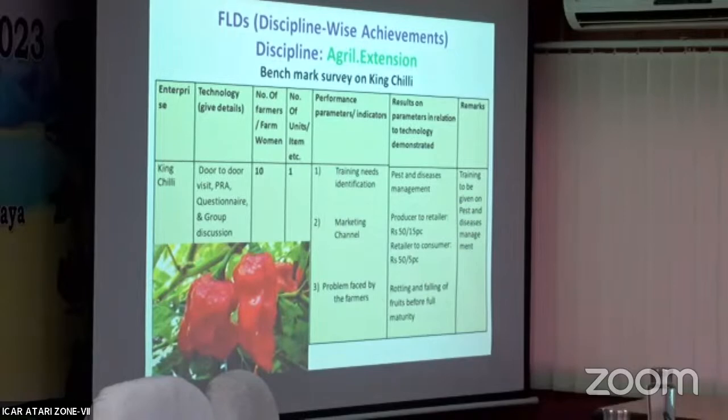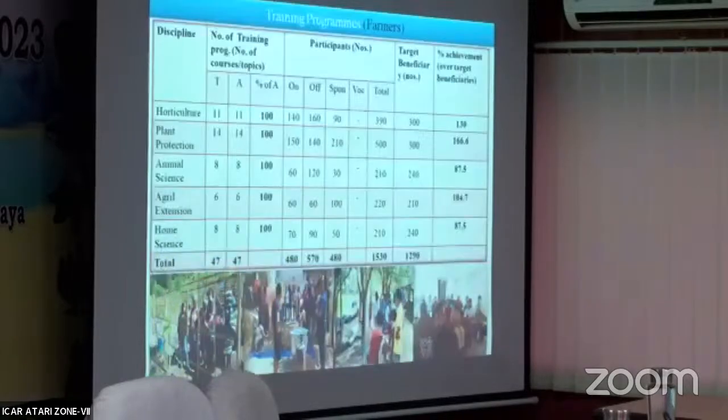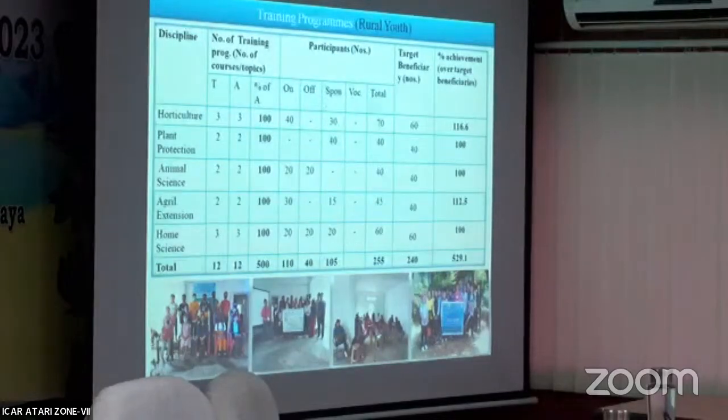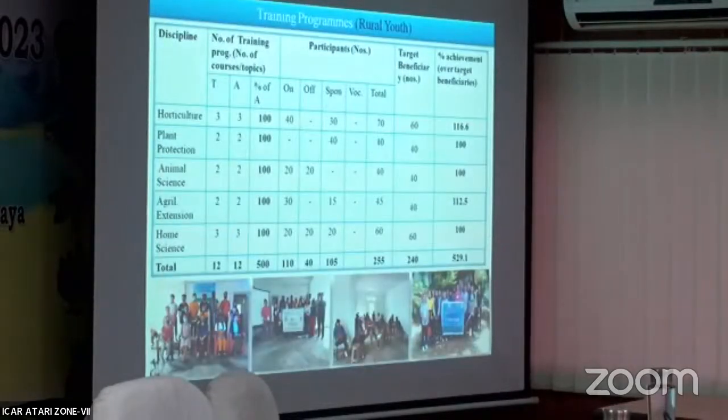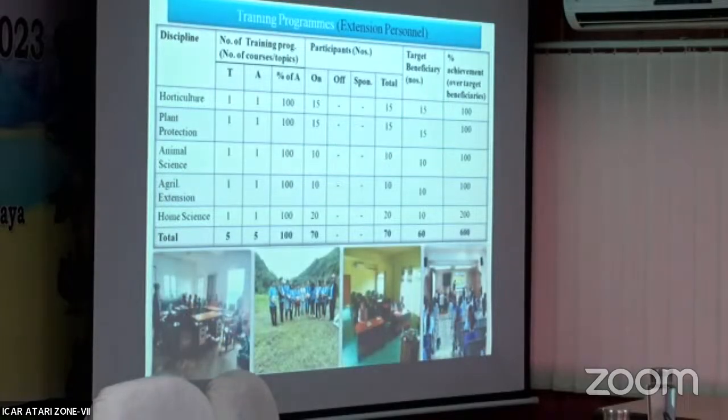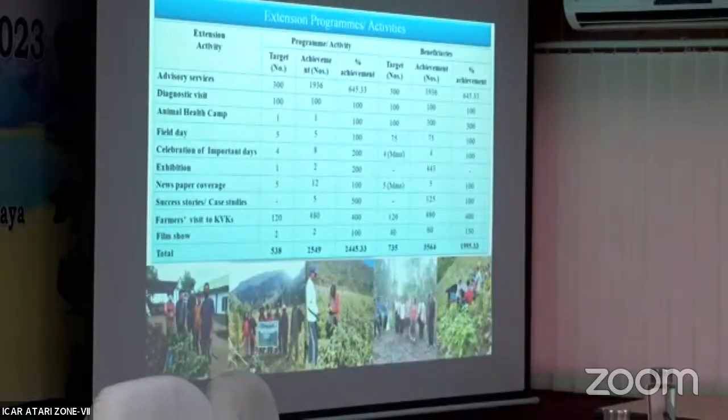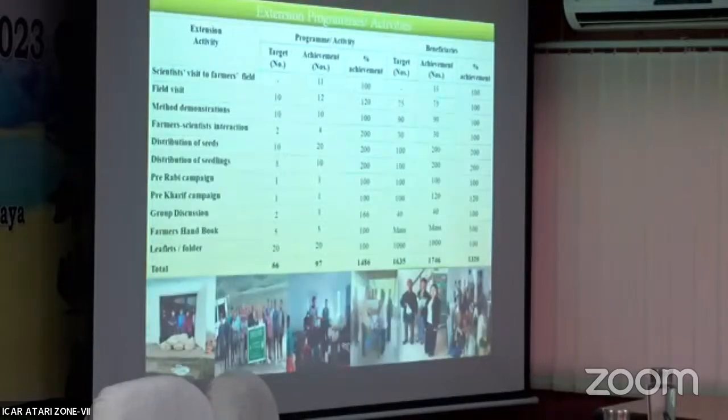Benchmark survey on Kingsley was also undertaken, and here producer to retailer. So in total, farmers training 47 was conducted, and rural youth total number of courses 12. And for training of personnel 5. These are our extension programs.